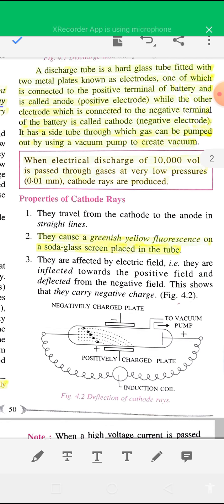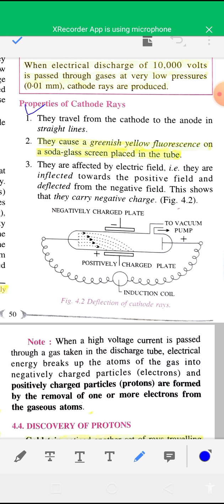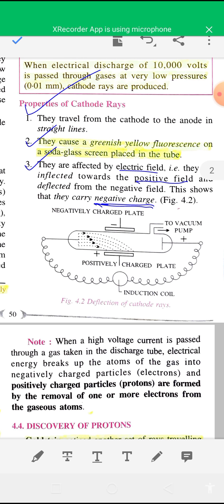Now see some properties of cathode rays. The cathode rays travel from cathode to the anode in a straight line, and they cause a greenish yellow fluorescence on the soda glass screen placed in the tube. Cathode rays are affected by an electric field, so they are deflected towards the positive field. That means cathode rays carry negatively charged particles, because they are attracted towards the positive electric field.